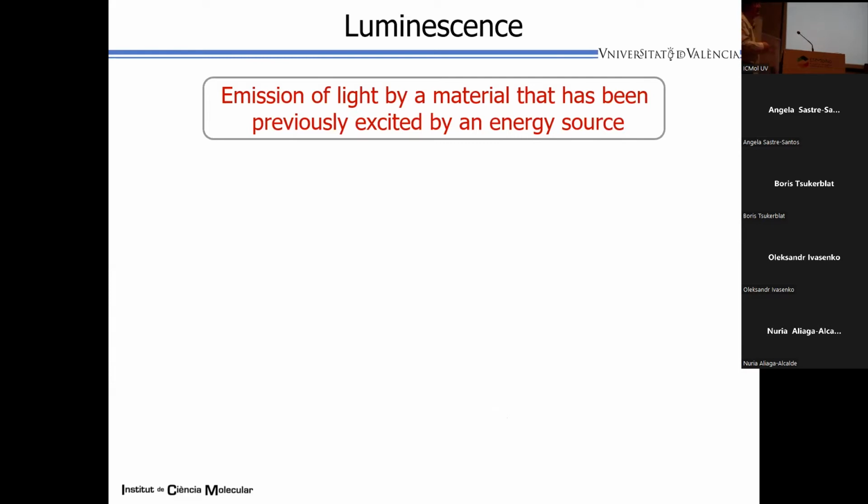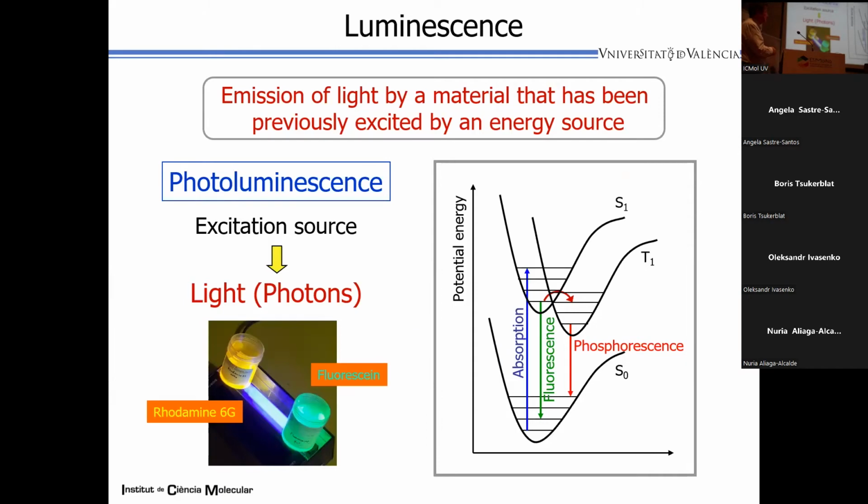Then the concept of luminescence is the emission of light by a material that has been previously excited by an energy source. And chemists, we know very well the process of photoluminescence. Here you have rhodamine or fluorescein solutions, and here you have an ultraviolet lamp. They are absorbing the photons from the ultraviolet lamp. I mean that the excitation source is the light, the photons, and they are emitting light in the yellow or in the green. The molecules are in the ground electronic state. They are excited to the singlet or triplet excited state, and then you obtain fluorescence from the singlet excited state or phosphorescence from the triplet excited state.